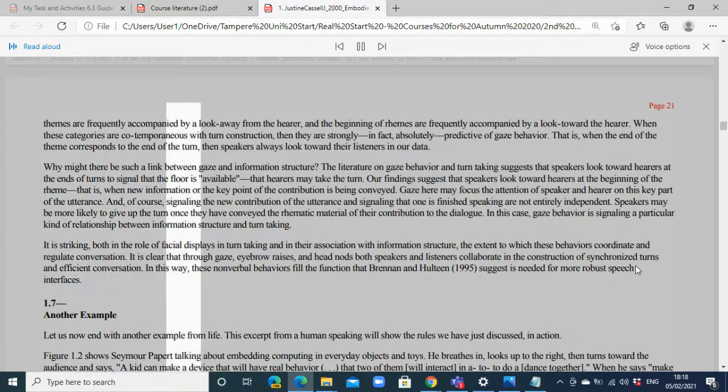And, of course, signaling the new contribution of the utterance and signaling that one is finished speaking are not entirely independent. Speakers may be more likely to give up the turn once they have conveyed the rhematic material of their contribution to the dialogue. In this case, gaze behavior is signaling a particular kind of relationship between information structure and turn-taking.